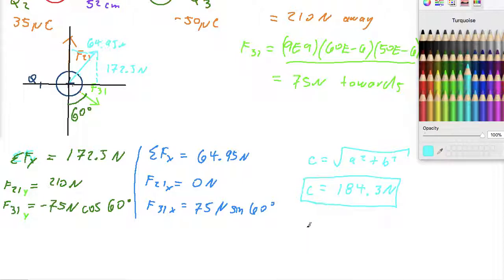Now I need to find the direction of my force. All right, I'm pretty sure you guys are starting to see where this is going. In order to find the angle, it's always tangent, right? Inverse tangent of opposite, which in this case happens to be our y, over adjacent, which is our x. And if you plug those numbers in, you should get 69 degrees. So our overall force is 184.3 newtons at 69 degrees.